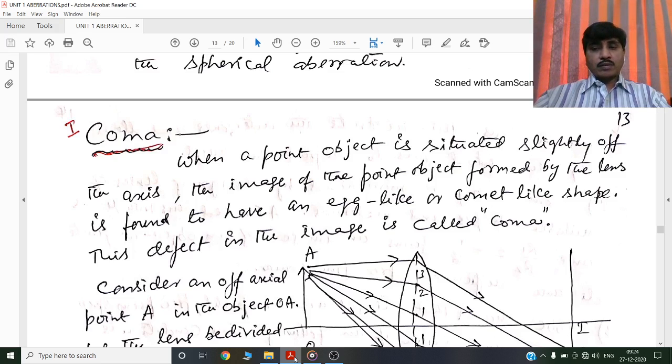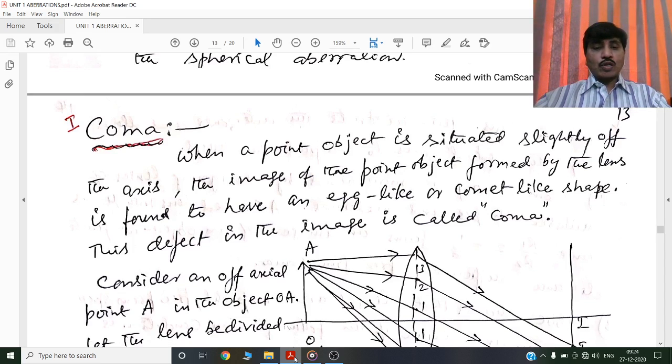Coma may be defined as when a point object is situated slightly off the axis, the image of the point object formed by the lens is found to have an egg-like or comet-like shape. Hence, the defect is called coma. That means the image of a point object placed far off the axis of a lens is not a point image, but appears as an egg-like or comet-like shape. So, this defect is called coma.